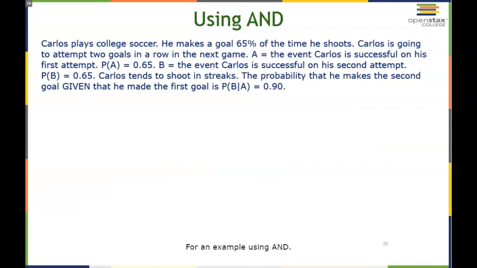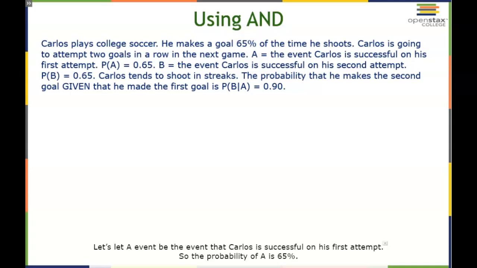For an example using and, Carlos plays college soccer. He makes goals 65% of the time that he shoots. Carlos is going to attempt 2 goals in a row the next game. Let's let A be the event that Carlos is successful on his first attempt. So the probability of A is 65%. Remember, he makes goals 65% of the time. B is the event that Carlos is successful on his second attempt. Probability of B is also 0.65.